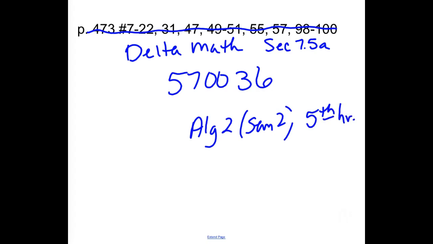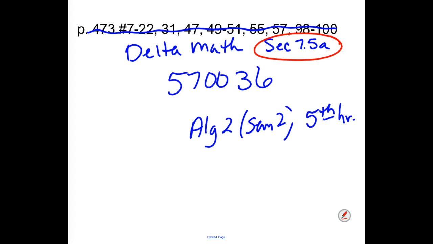All right, so here's what you guys need to do. Some of you were in my class first semester and already created an account. I need you to edit that and select Algebra 2 Semester 2 5th hour, so you're in the right class. Those of you who haven't been in my class are going to need to set up an account using this code. My teacher code is 570036. The assignment in there is listed as 7.5A.